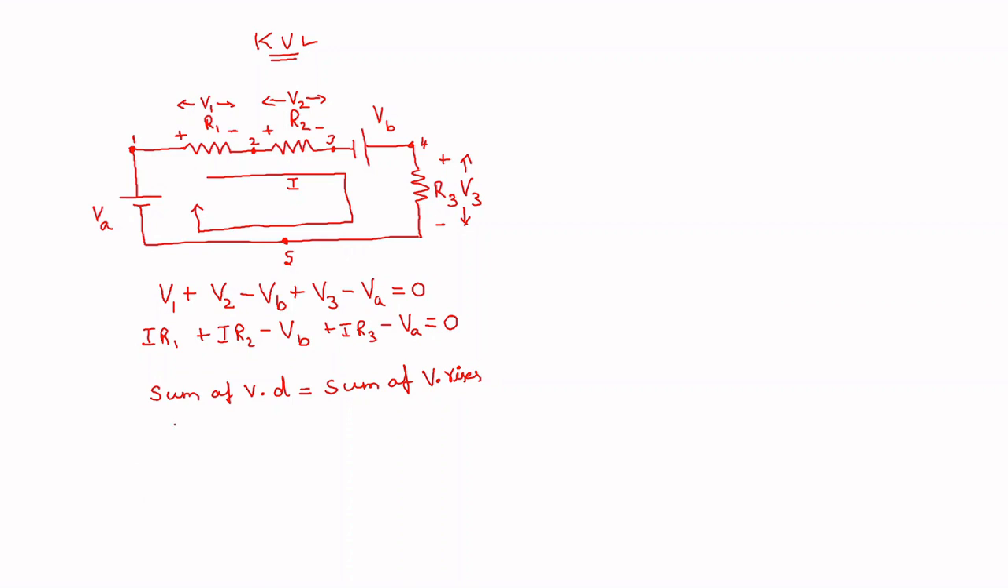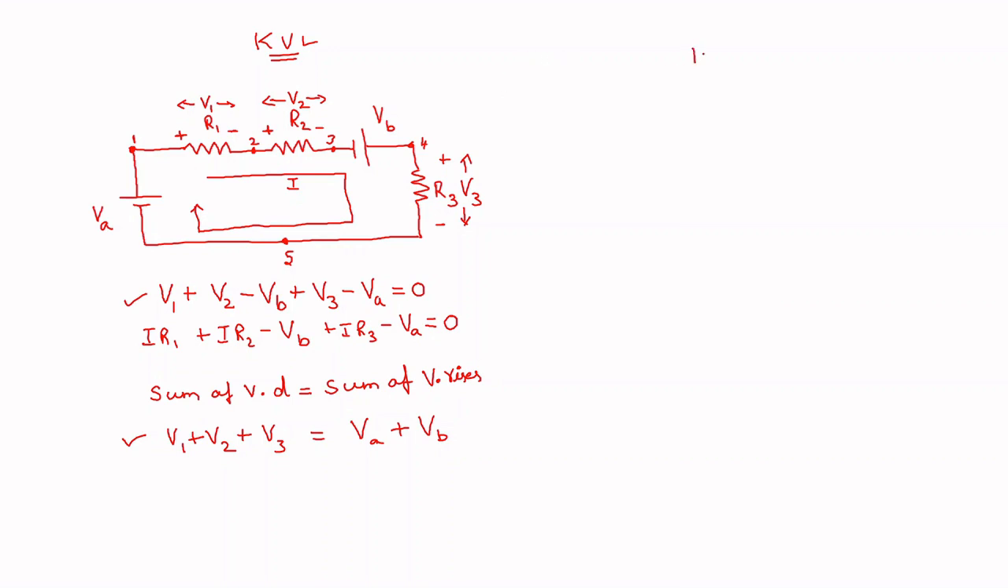So all the potentials coming under drop are V1, V2, V3. Potentials coming under rises are VA and VB. So sum of all potential rises is equal to sum of all potential drops. This is the other way that students can write the loop equation. Both are one and the same. This equation as well as this equation are one and the same.